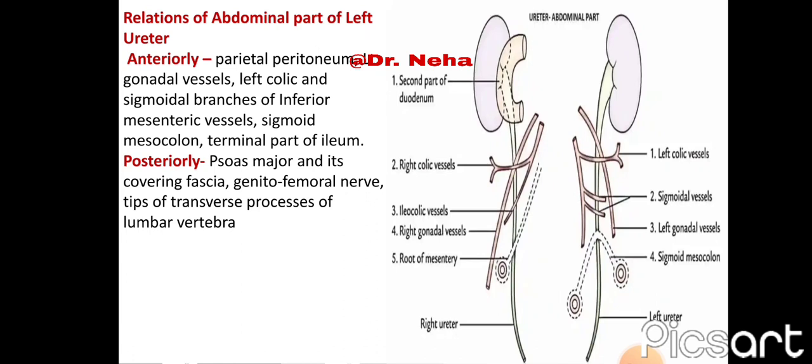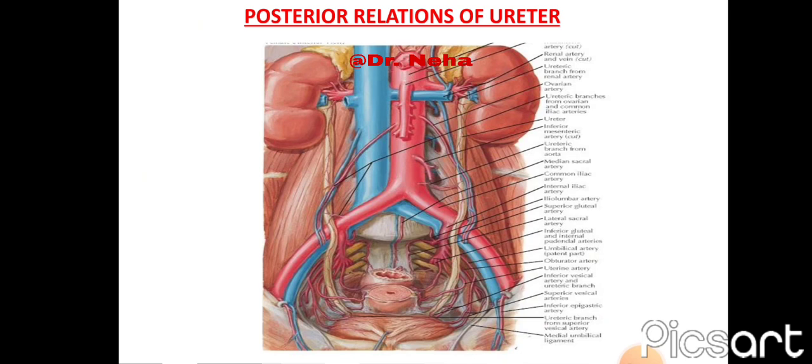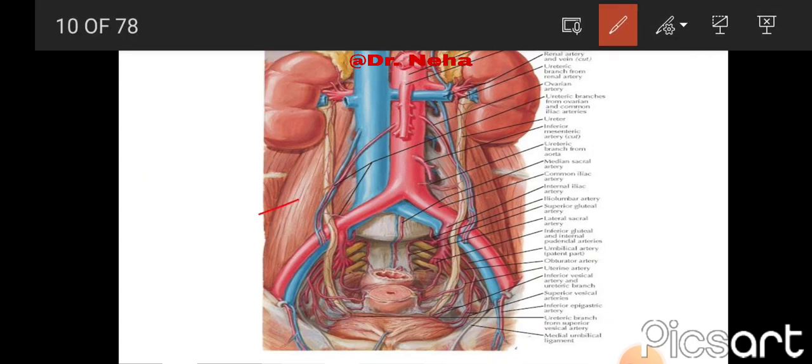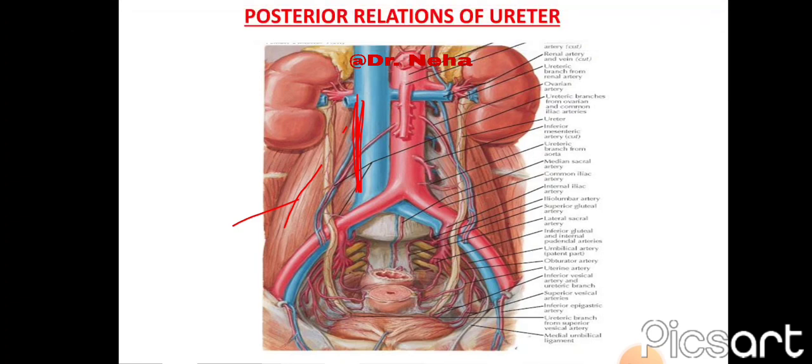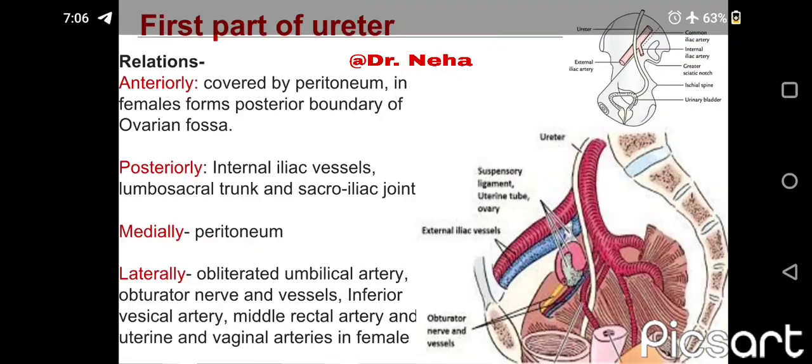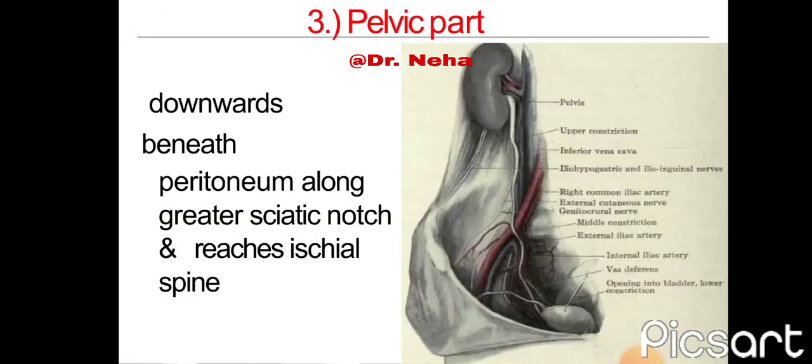The posterior relations are the same for the left ureter as well. So these are the posterior relations of the ureter. That is, we can see the psoas major muscle. In front of it we have the genitofemoral nerve over here, and this psoas major muscle arises from the transverse processes of the lumbar vertebrae. So these structures are related on the posterior aspect of the ureters. Then the pelvic part. The pelvic part runs downwards beneath the peritoneum along the greater sciatic notch and reaches the ischial spine.